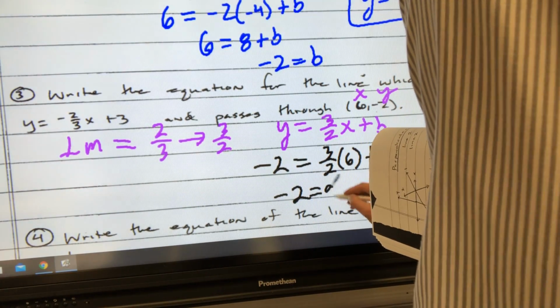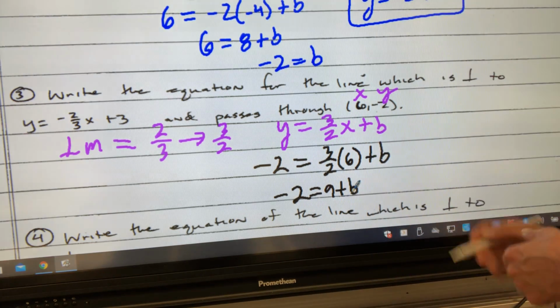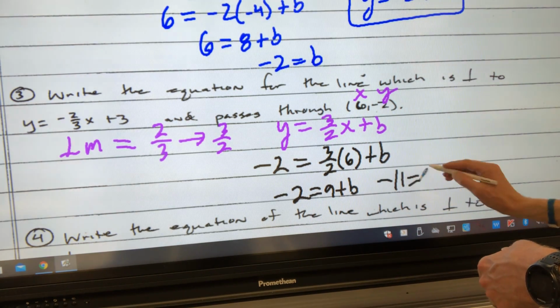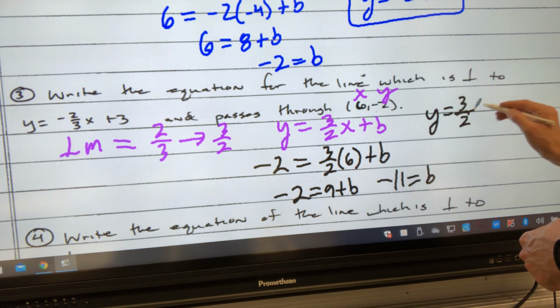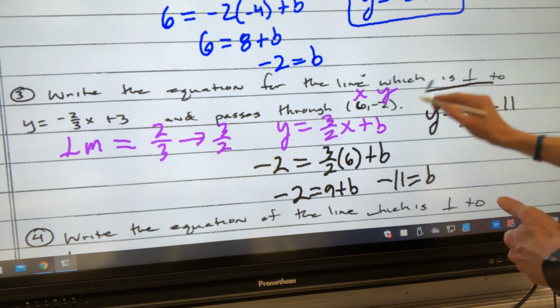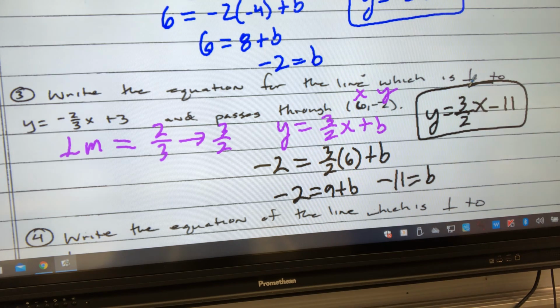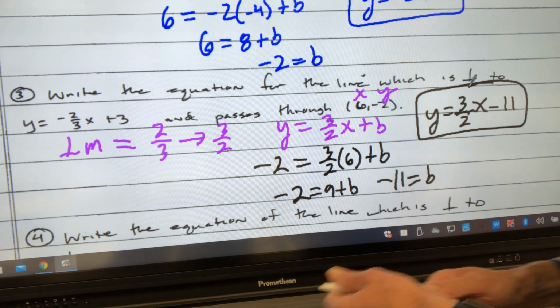Negative 2 is 9 plus b. Negative 11 is b. Guess we'll make another video here if this doesn't stop here in a second. Y is 3/2 x minus 11.